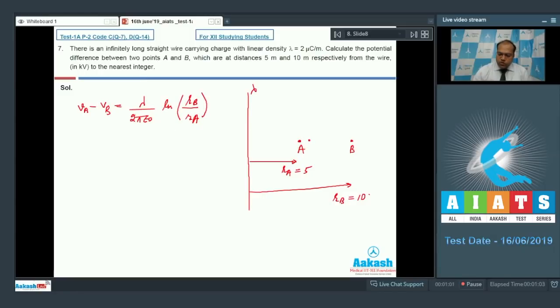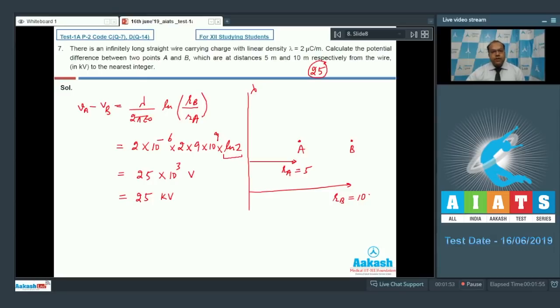Because in the direction of the electric lines of force, potential decreases, so the potential of point A is more than the potential of point B. If I substitute the data, the value of lambda is 2 into 10 raised to the power minus 6. If I multiply and divide by 2, it can be written as 2 into 1 upon 4 pi epsilon naught, which is 9 into 10 to the power 9, into ln 10 by 5. So that is ln 2, and the value of ln 2 is 0.69. If I substitute this, it comes out to be 25 into 10 raised to the power 3 volt, or 25 kilovolt to the nearest integer. So the correct answer for question number 7 is 25.